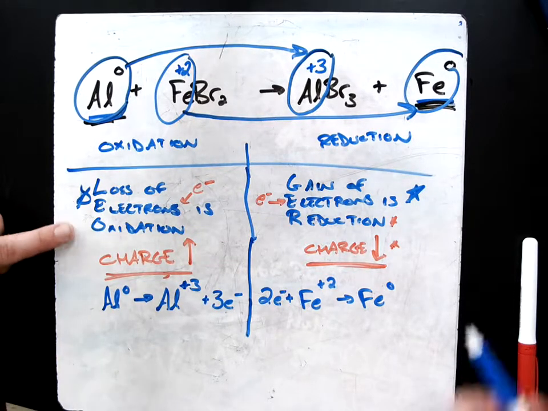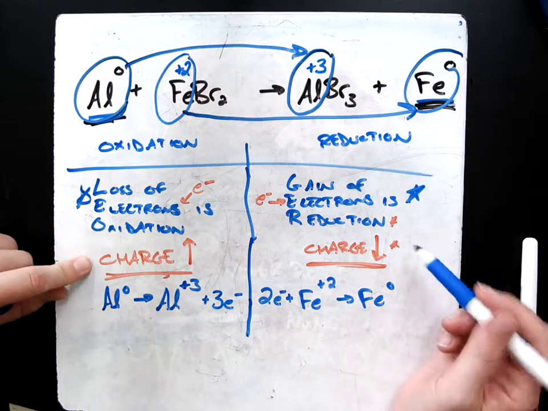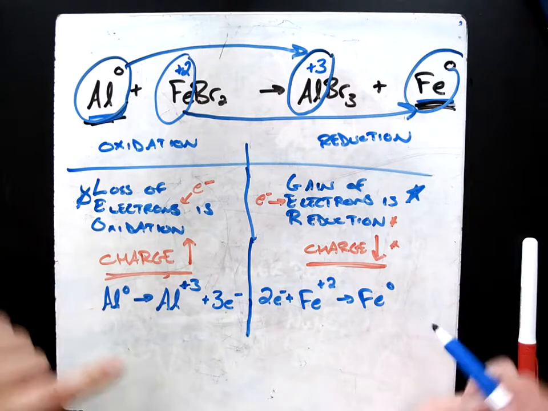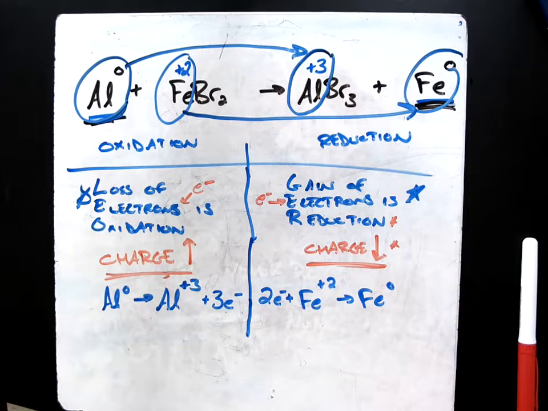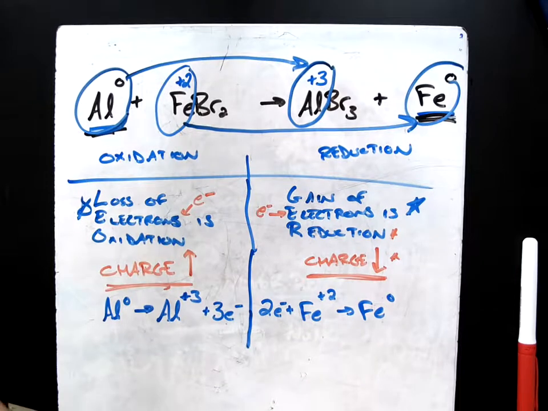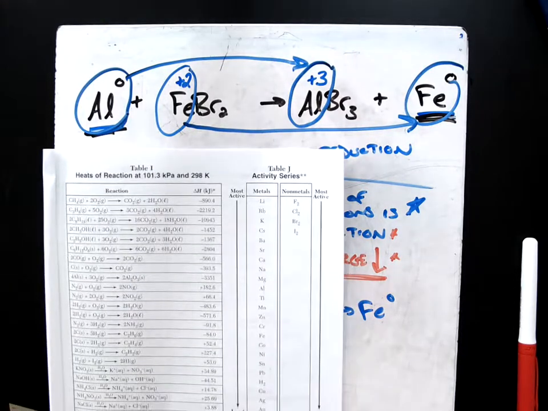Cool. So we've got Leo says Ger, we've got the charge going up, charge going down. We have examples. We know how to write half reactions. Always put the electrons on the right if they're being lost, on the left if they're being gained. Now, why does this happen? In the past, we've looked at table J.